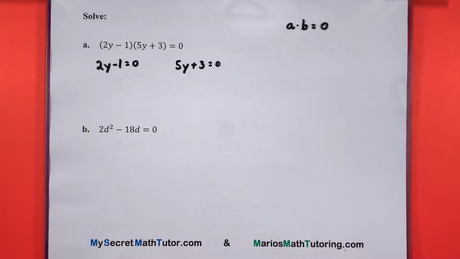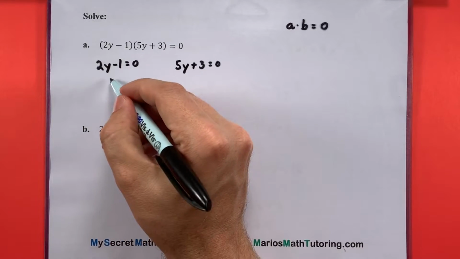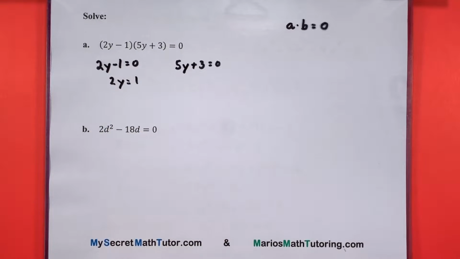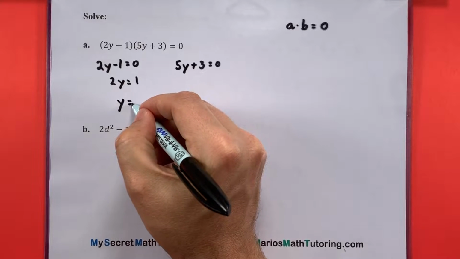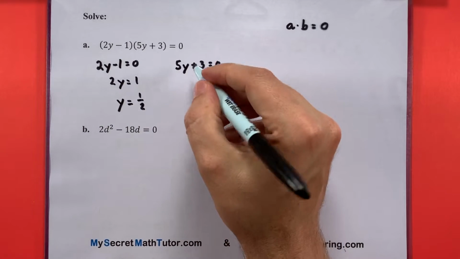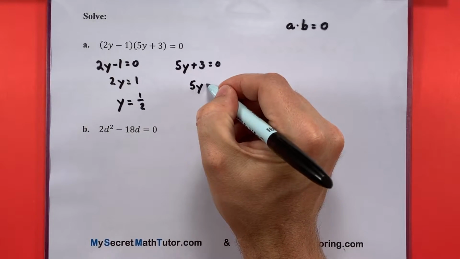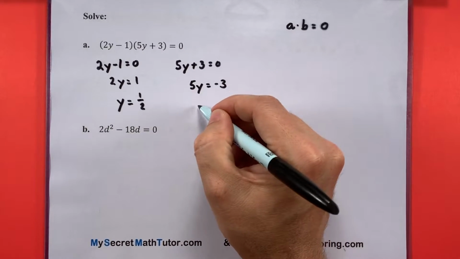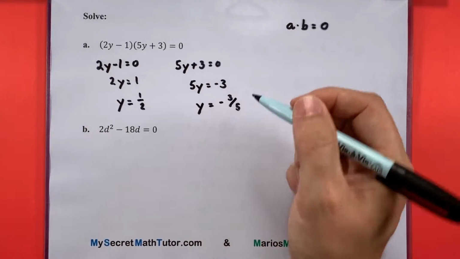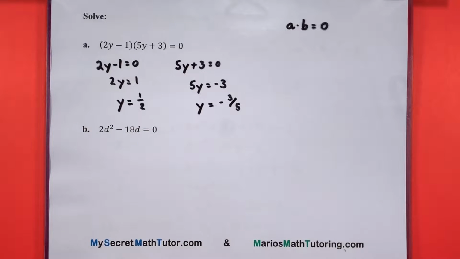All right, so let's go ahead and solve each one of these individually. So if I move the 1 to the other side, and then I can go ahead and divide by 2, I'll get a solution of y equals 1/2. Doing the same on the other side here, let's see, I've got a 5y, let's go ahead and subtract a 3, and then divide by 5. So I have two different solutions: y could equal 1/2, or y could equal negative 3/5.